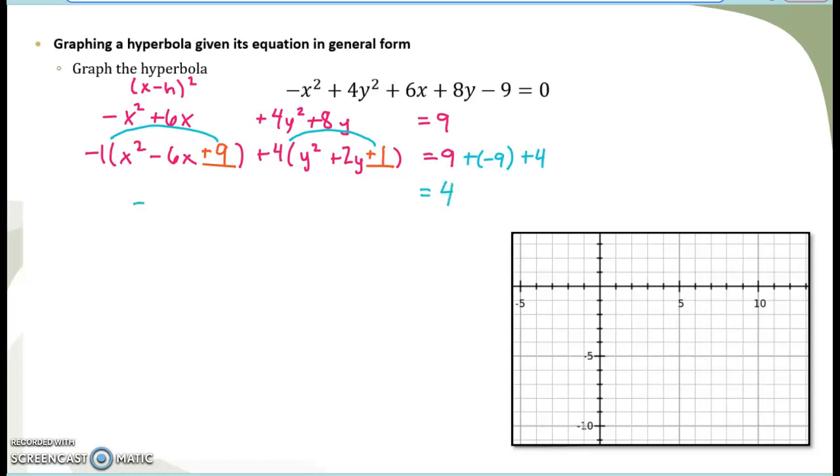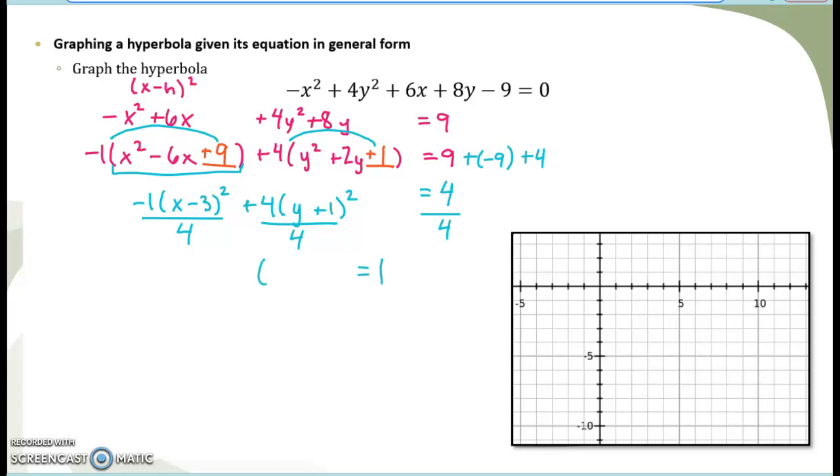And then here I have negative 1 times x minus 3 squared. That's what this piece factors to. And then plus 4 times y plus 1 squared equals 4. Now I'm not quite to the standard form, because I need to get a 1 on that right hand side. So I'm going to divide everything by 4. So I get this equals 1.